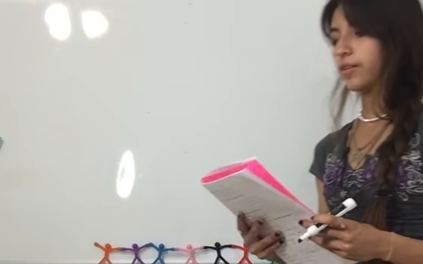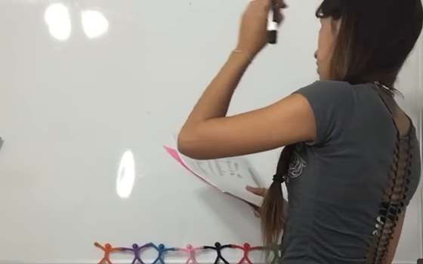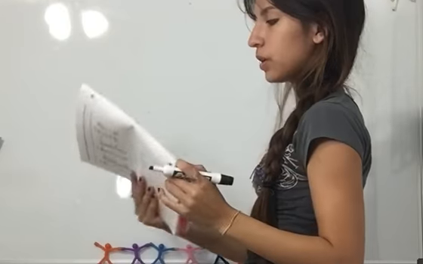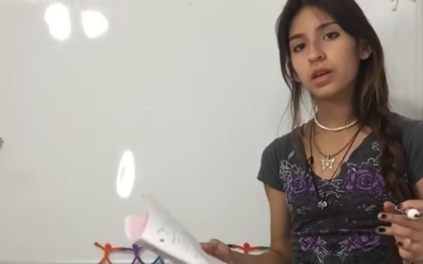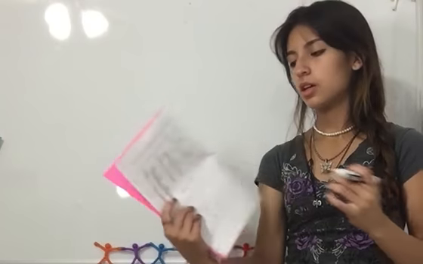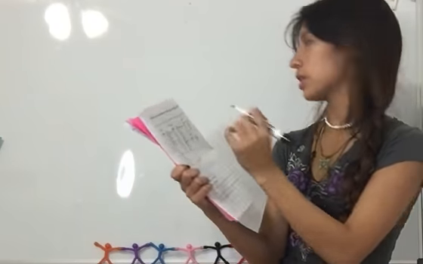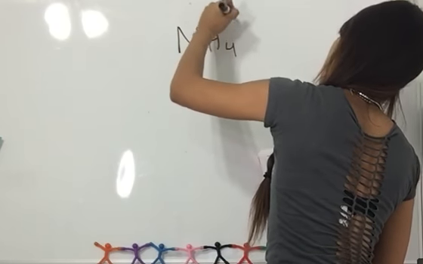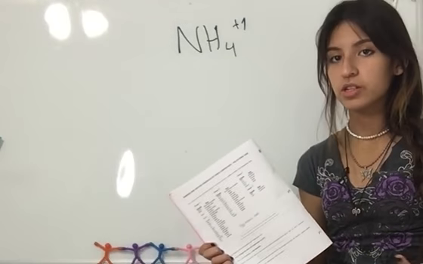Hey everyone, so today I'm going to be teaching you about writing formulas of ionic compounds. So basically, let's say that you have ammonium bromide. Ammonium is supposed to be just one of these on the table. So you would look for ammonium, and right there it says that it's NH4 and it has a charge of positive 1. It's going to stay on the table, so don't worry about memorizing it.